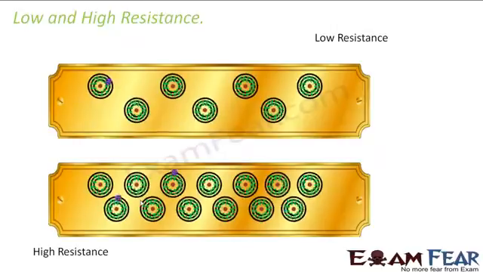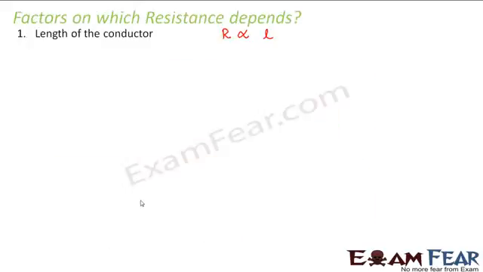The number of atoms will remain the same, but we are adding up some extra space. Therefore, the collision will reduce because the free electrons will get some extra space to move about freely. So the collision will reduce. So we can say that resistance is inversely proportional to area. If you increase the area, the resistance will decrease.